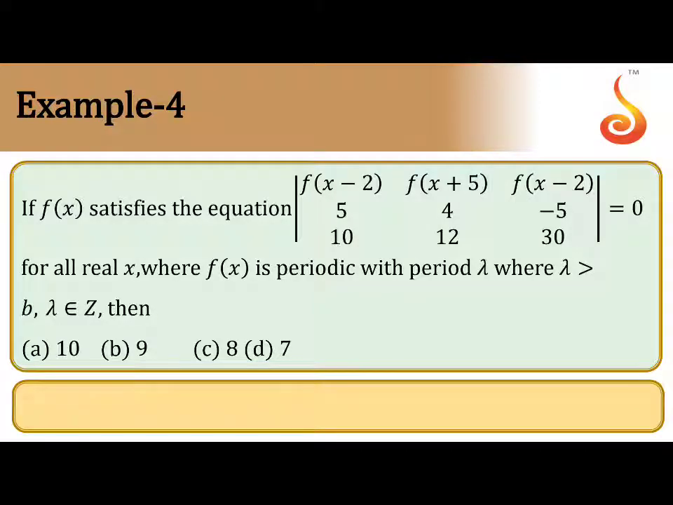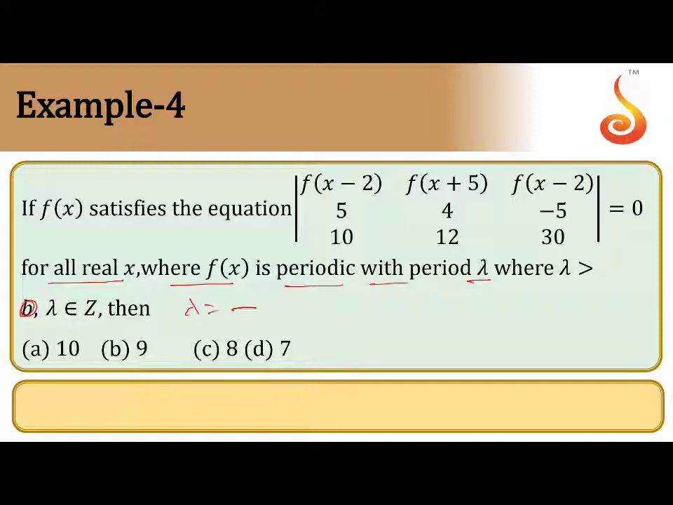If f of x satisfies the equation, here the equation is a determinant, for real values of x, where f of x is a periodic function with period lambda, where lambda is greater than 0, and lambda belongs to Z, then what is the value of lambda? Lambda means the period of a function.